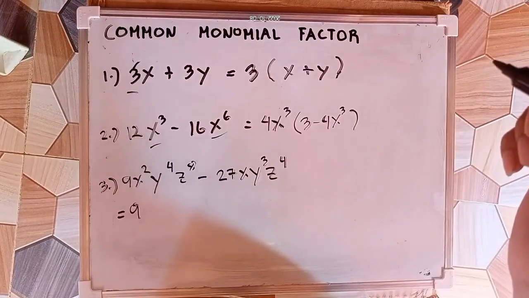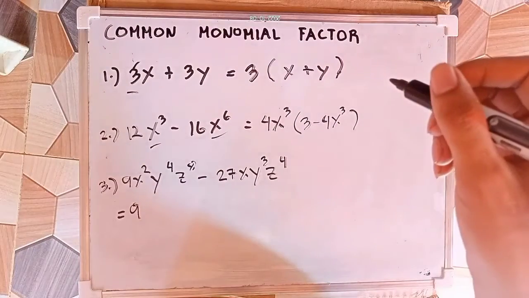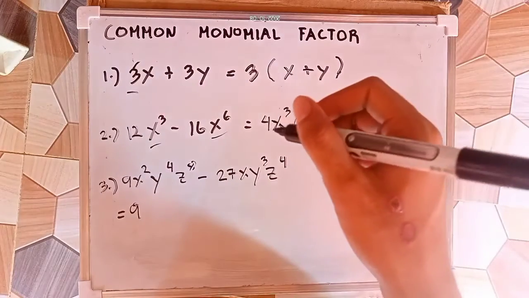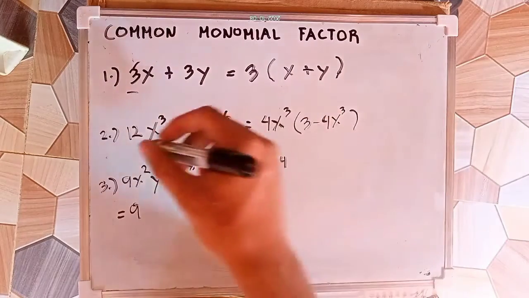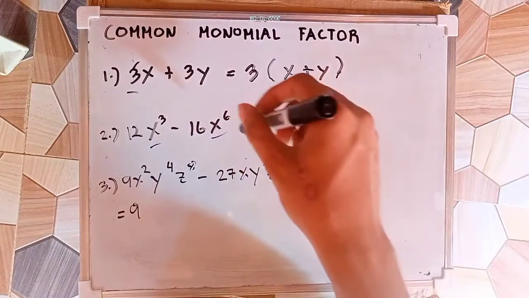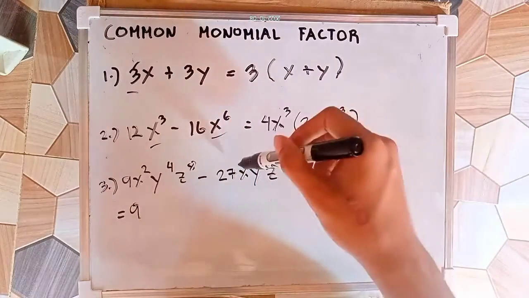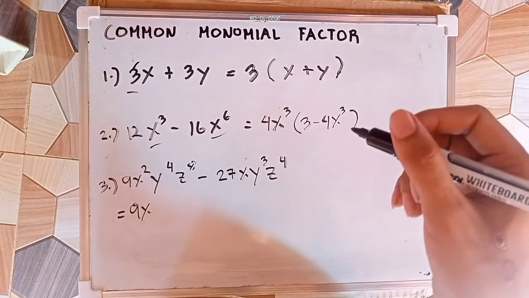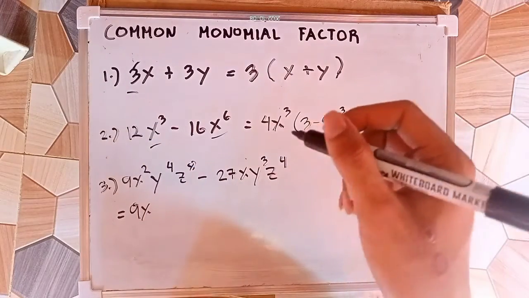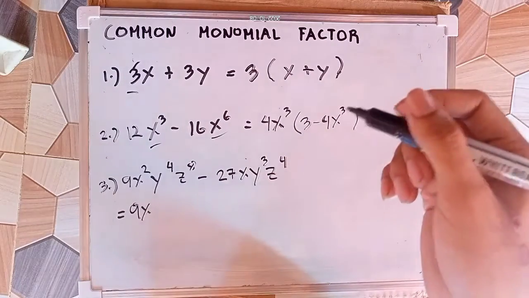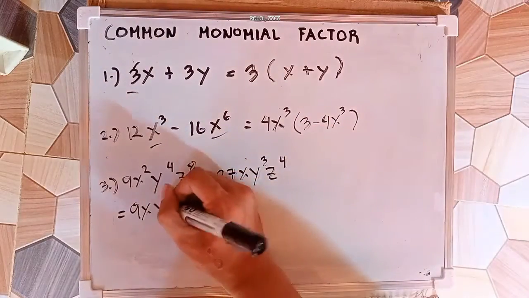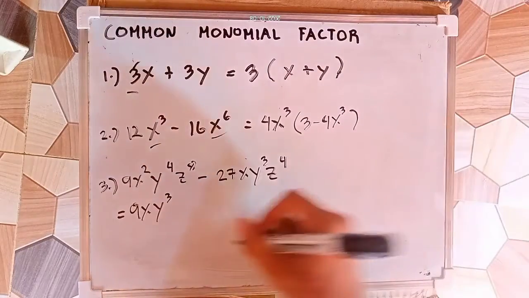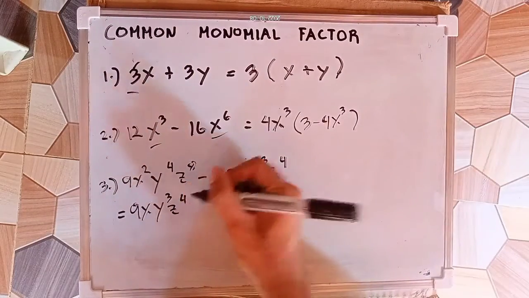Next, our x variable. What is the lesser exponent, our first term or our second term? Our second term, that is x squared. So just copy x squared. Then our y variable, what is the lesser exponent? That is y cubed. Then our z variable, the lesser exponent is z to the power of 4.